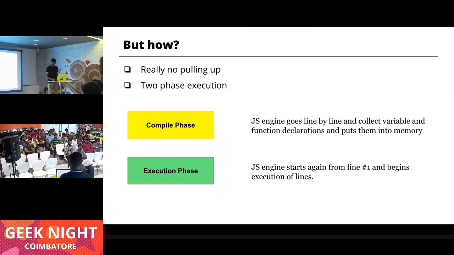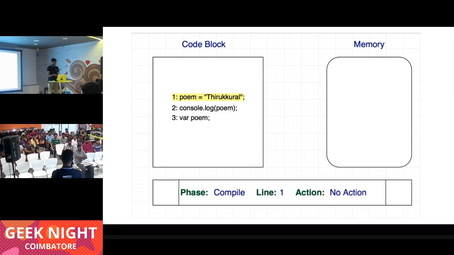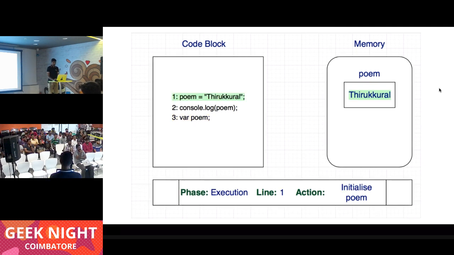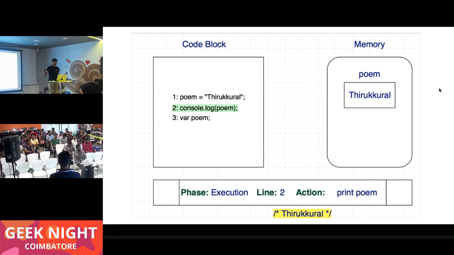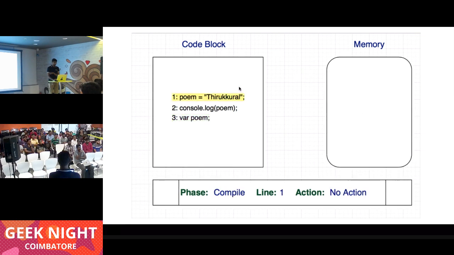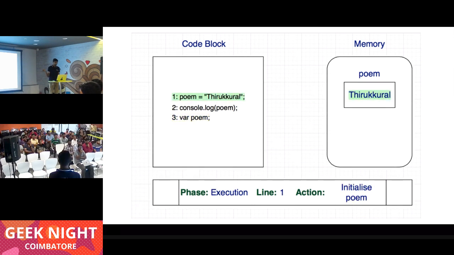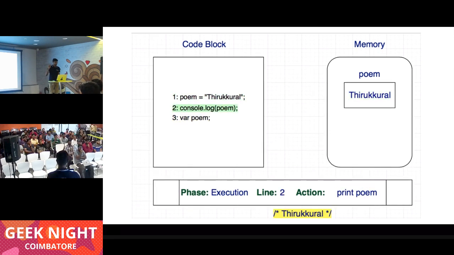Okay? And this is the program, and this is how it happens. Now it is in the compile phase, and it goes through line 3, and then the variable is added, and then it runs again in normal mode. You can see it goes through the compile phase with the first line, the second line does nothing, and then at the third line it finds a valid declaration and does the declaration. Then it goes to the next phase, starts from line 1, and runs and does the work.